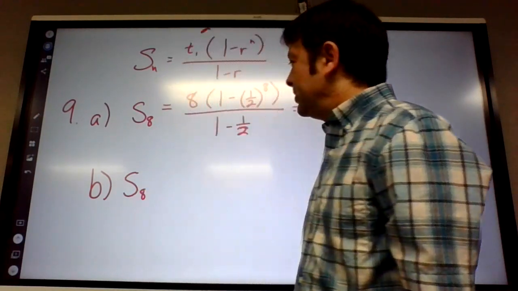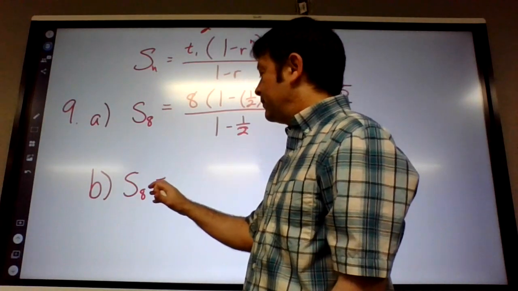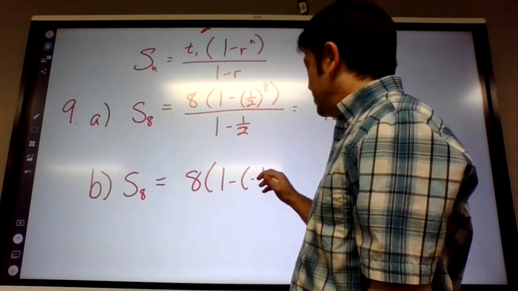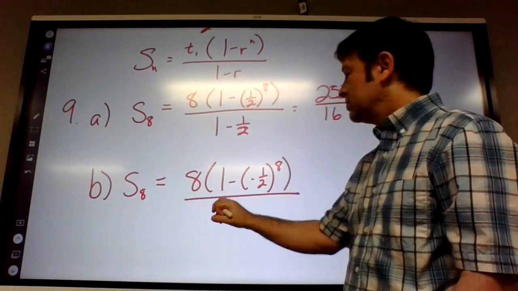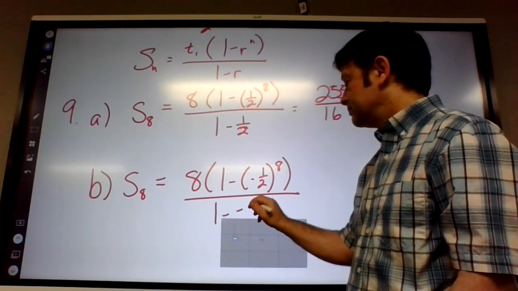Okay, for B it's almost the same thing. They just want us to use negative 1/2 for the common ratio. So it will just look slightly different. Oh boy.